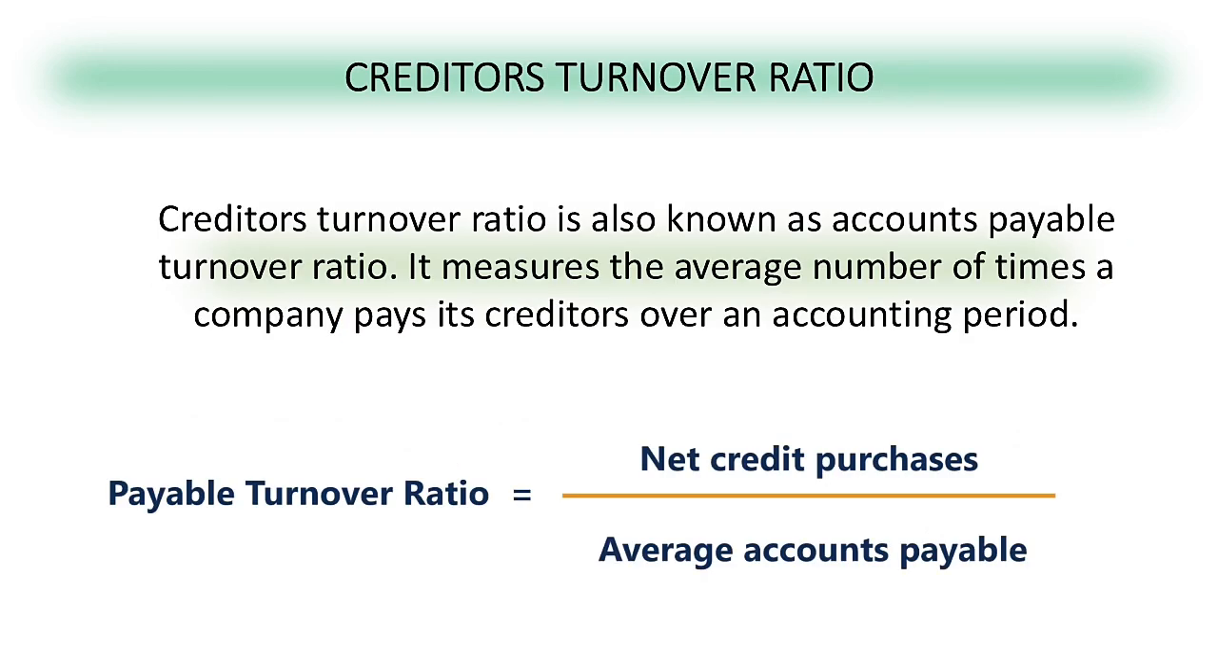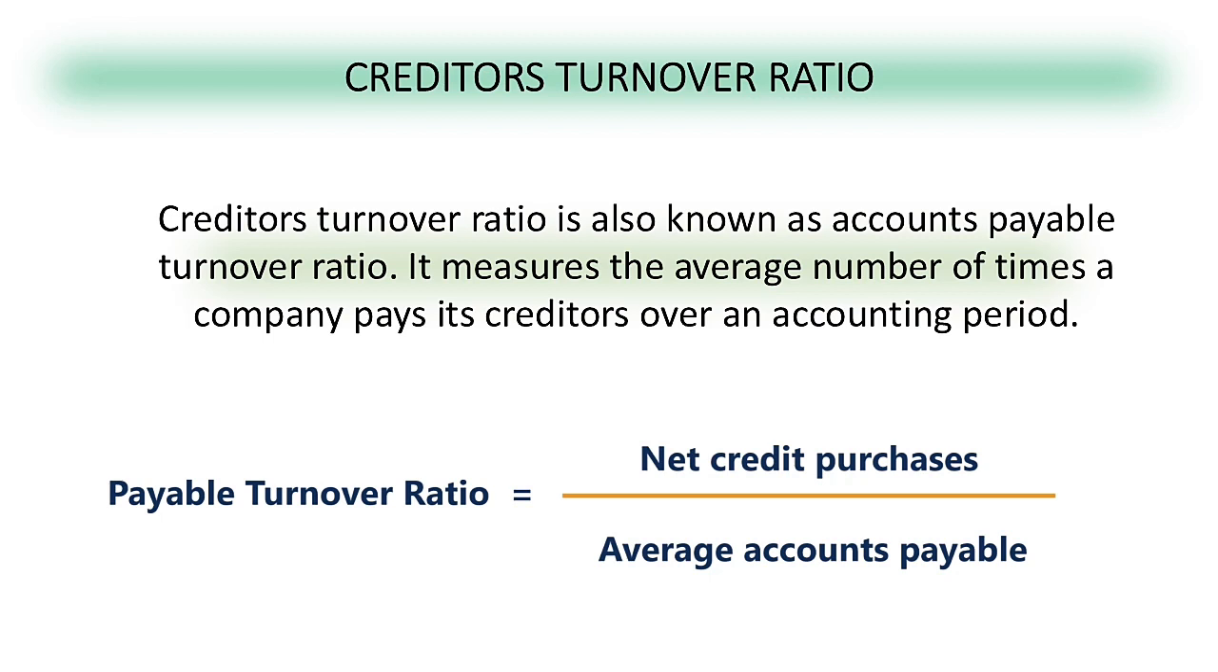Next one is the creditors turnover ratio. So the accounts payable turnover ratio is also known as the payables turnover or the creditors turnover ratio. It is the liquidity ratio that measures the average number of times a company pays its creditors over an accounting period. So the ratio is a measure of a short-term liquidity, with a higher payable turnover ratio being more favorable. So the formula to compute the payable turnover ratio is net credit purchase over average accounts payable.